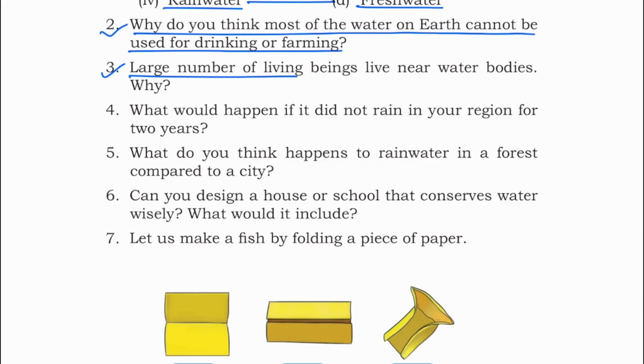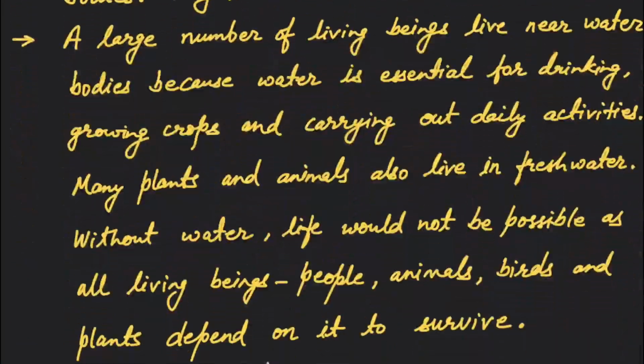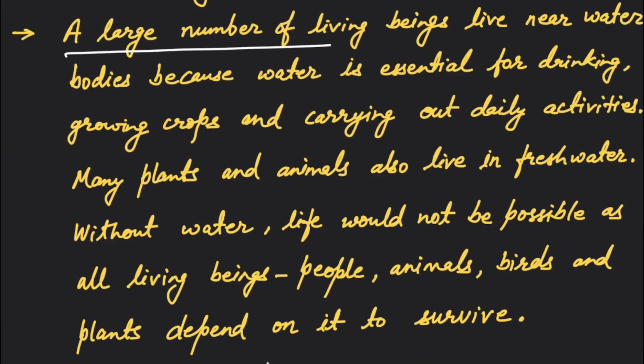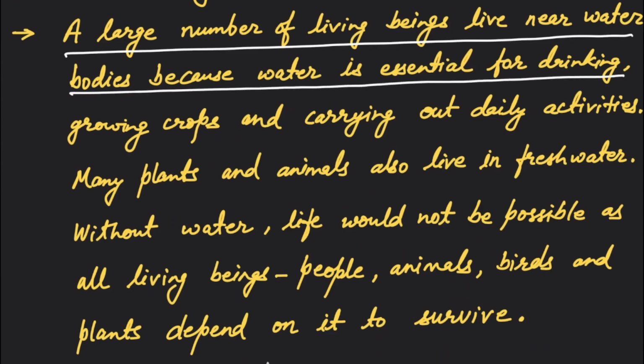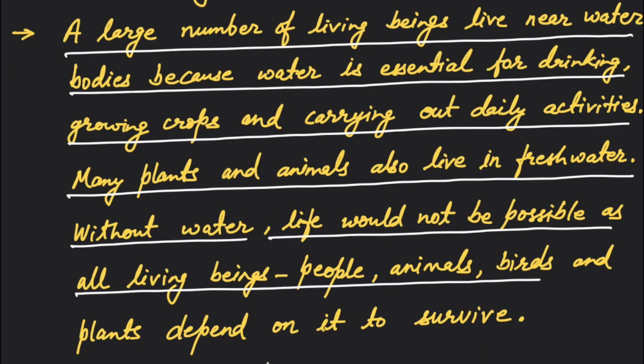3. Large number of living beings live near water bodies. Why? A large number of living beings live near water bodies because water is essential for drinking, growing crops, and carrying out daily activities. Many plants and animals also live in fresh water. Without water, life would not be possible as all living beings, people, animals, birds, and plants depend on it to survive.